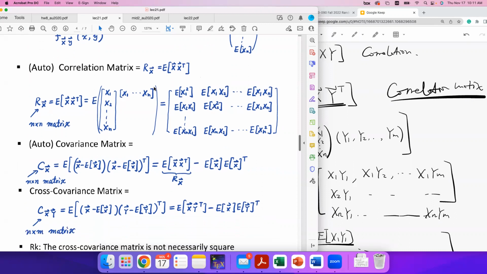In fact, this is very simple to understand. This correlation matrix is basically a collection of the pairwise correlations among all the random variables involved in these random vectors. These are different pairwise correlations.